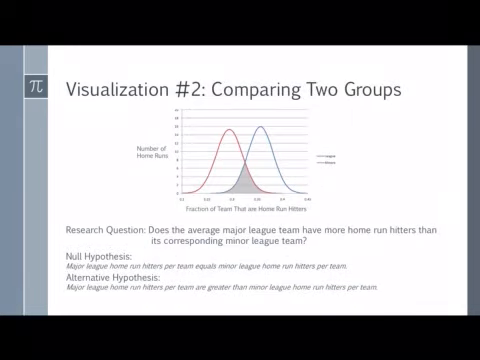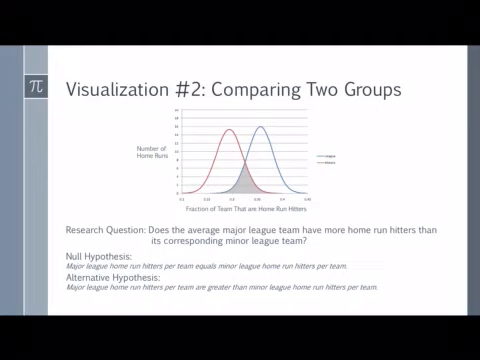Visualization number 2 is comparing 2 groups. You can see from the 2 bell curves that we are looking at the number of home runs and the fractions of teams that are home run hitters. We have the major league team in blue and the minor league team in red.